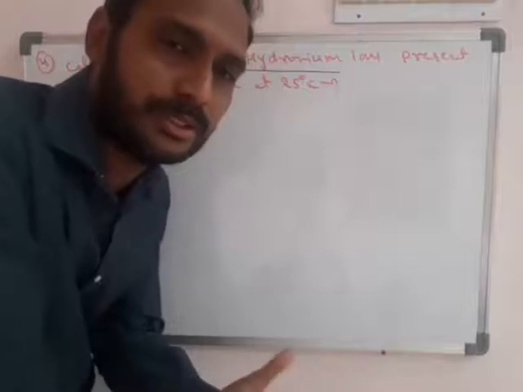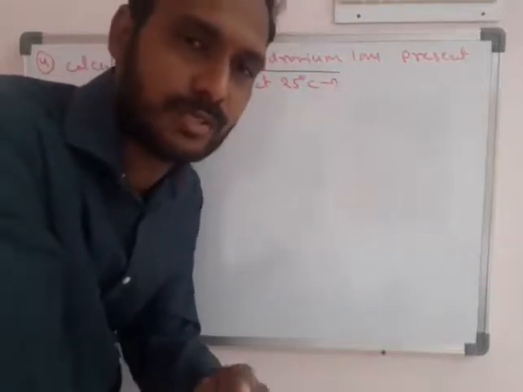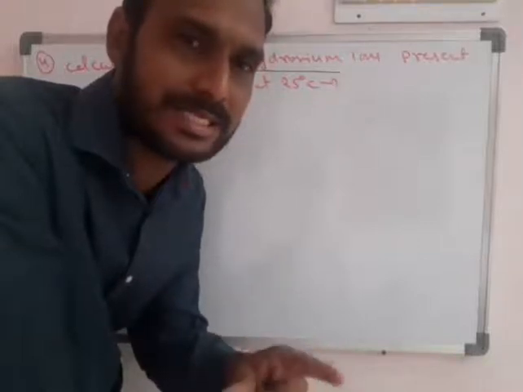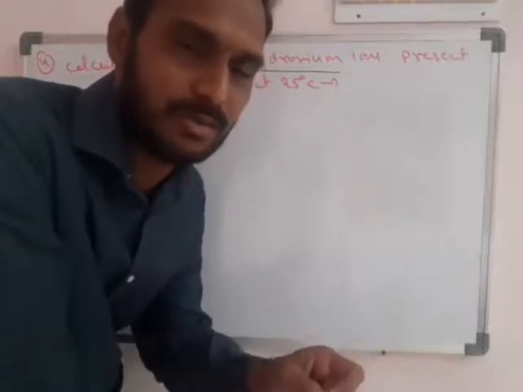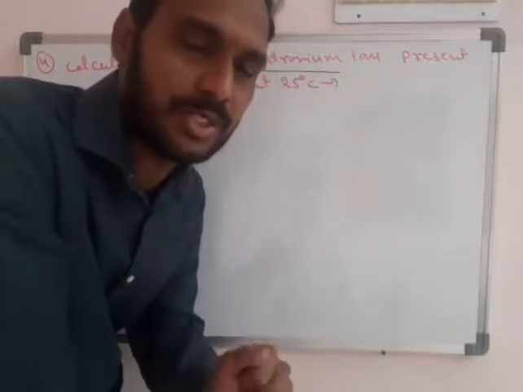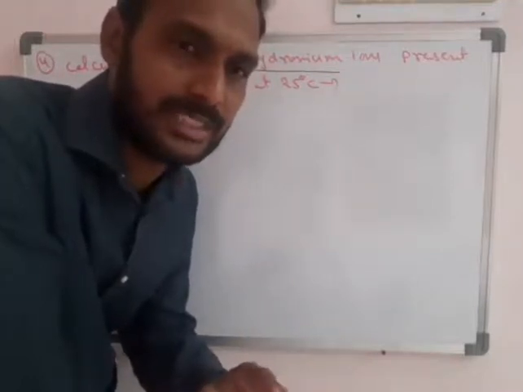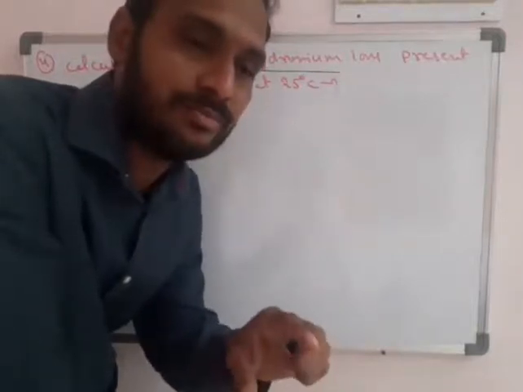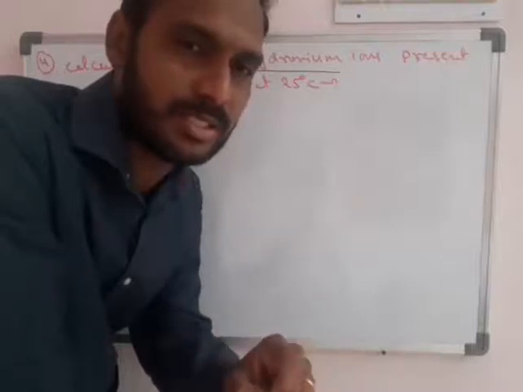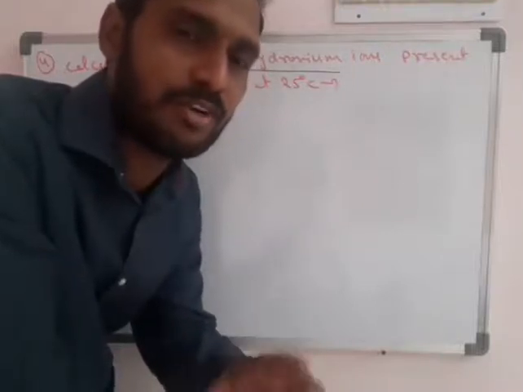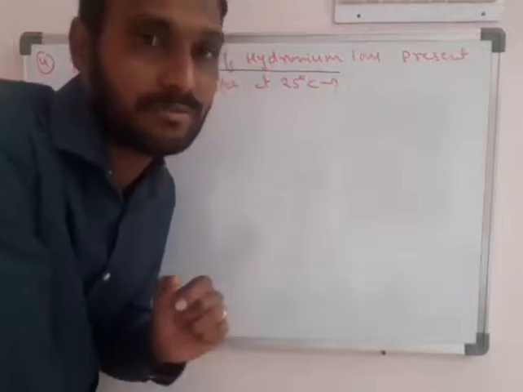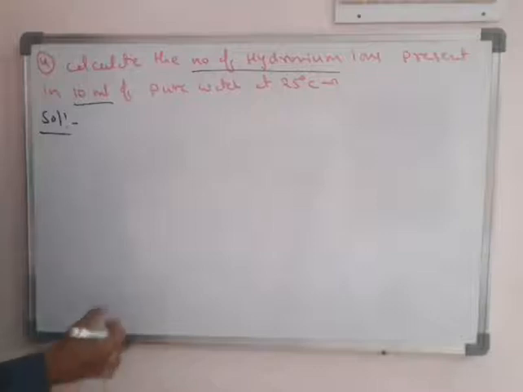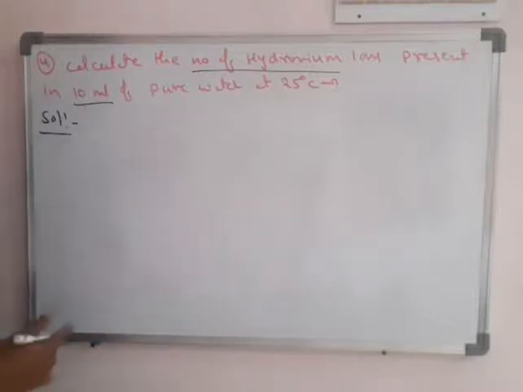We know that pure water is neutral in nature, H plus equal OH minus, and their concentration equal to 1.0 into 10 to the power minus 7. Each H plus equal OH minus equal 1.0 into 10 to the power minus 7 moles per liter. Means we know the H plus concentration at 25 degrees Celsius, but here it is not given in terms of concentration. We have to calculate in terms of numbers. Okay, in terms of number we have to calculate. So with the help of mole concept relation, we can do it.